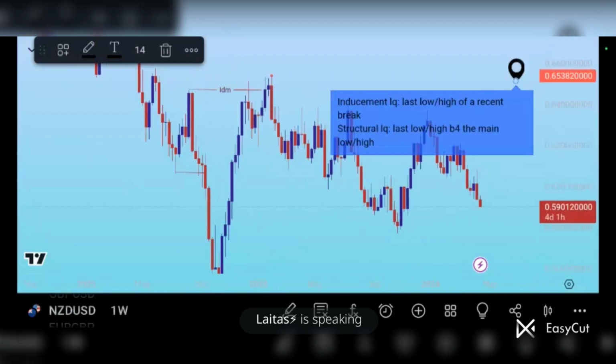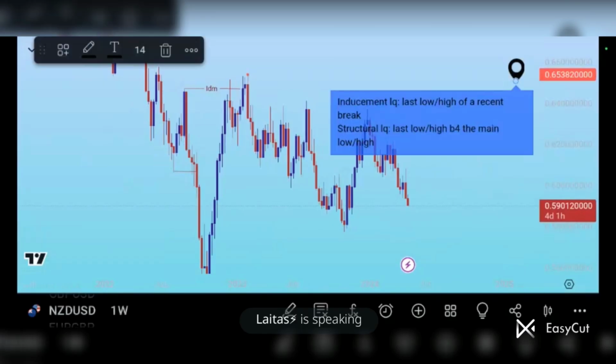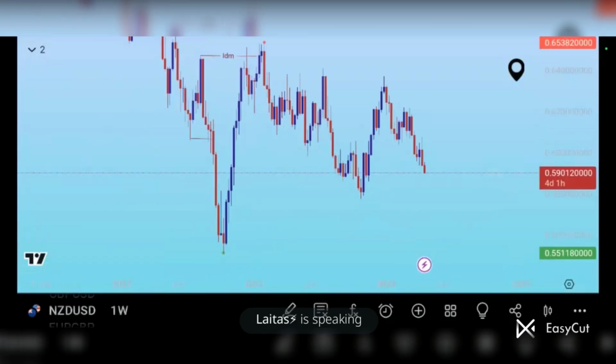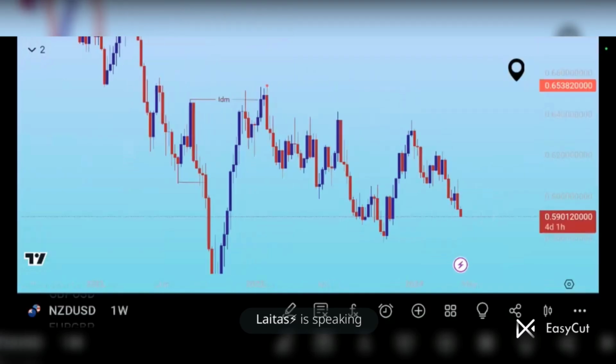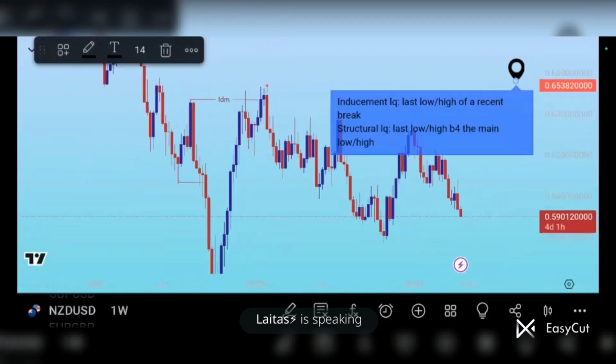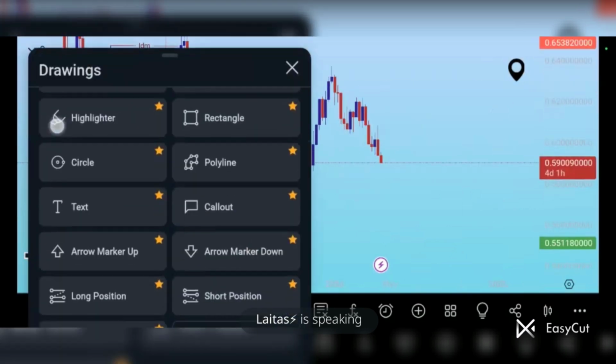Now, what of structural liquidity? Structural liquidity is the last low or high before the main low or high. So before we look for our structural liquidity, we will first look for our range, a complete range. For structural liquidity, you need to look for a range. Let me draw it out.